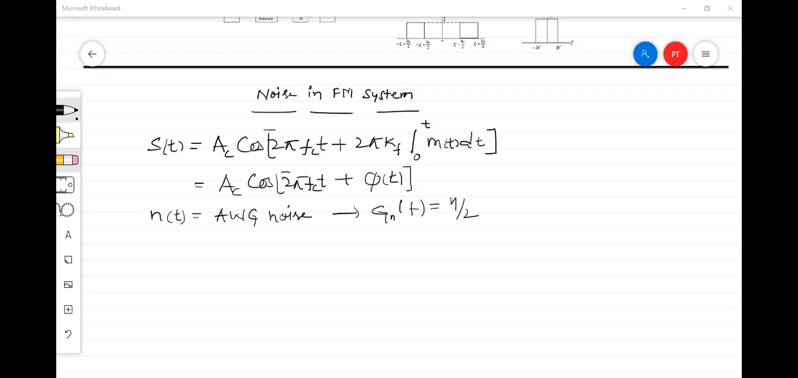Now, the sum of these two is applied to the input of FM receiver. We know FM is one type of angle modulation. There is another type of angle modulation, that is PM, phase modulation. Both FM and PM are closely related. This means one type of angle modulation can be obtained through another, that means FM can be obtained through PM, and also we can obtain PM from FM.